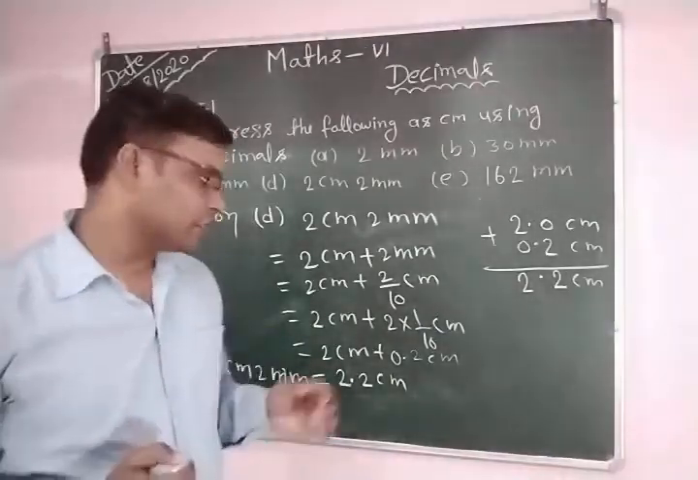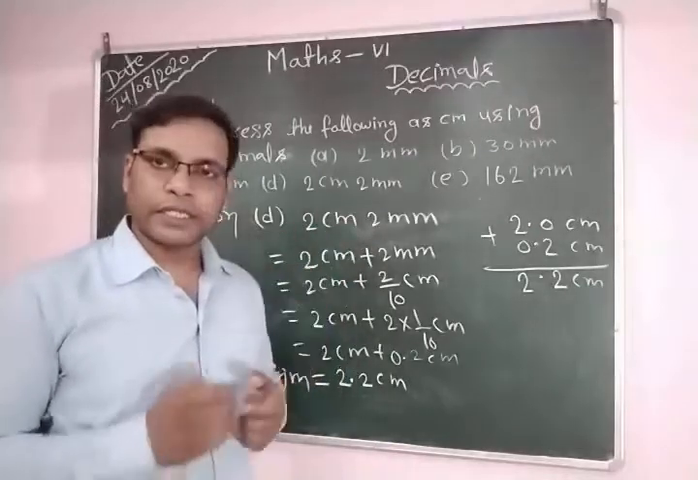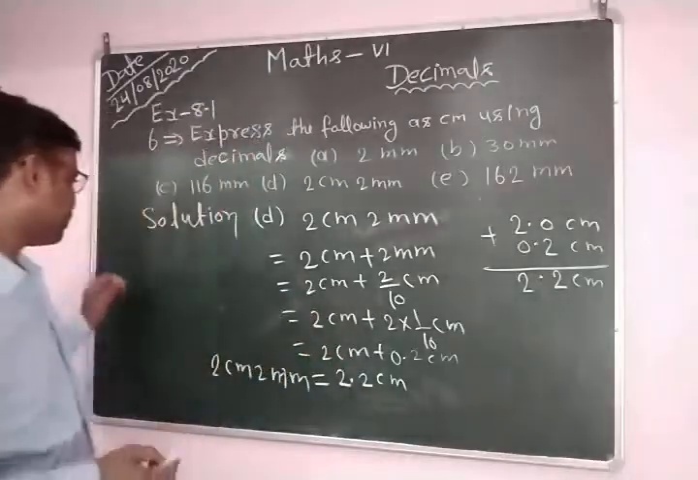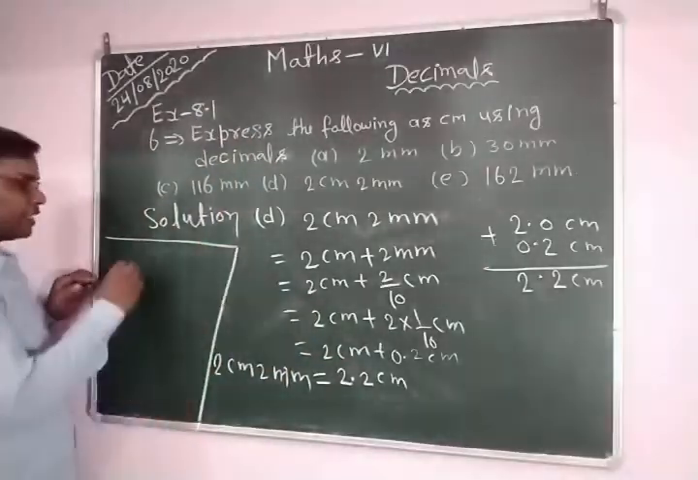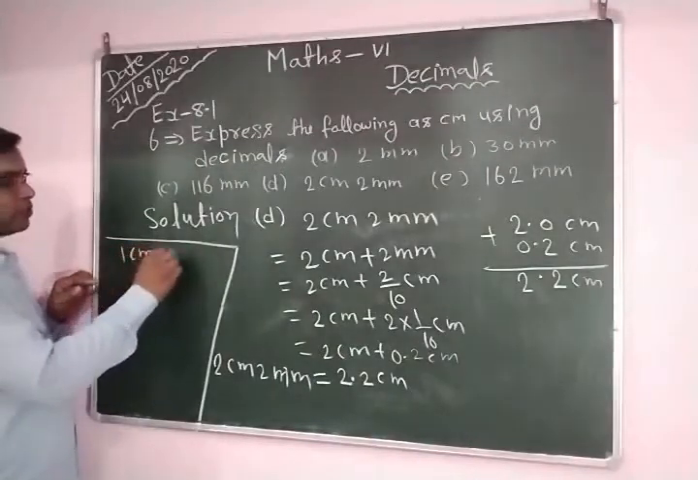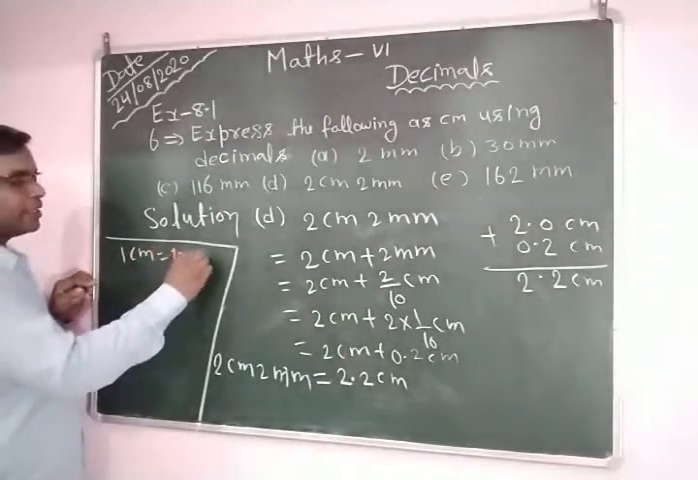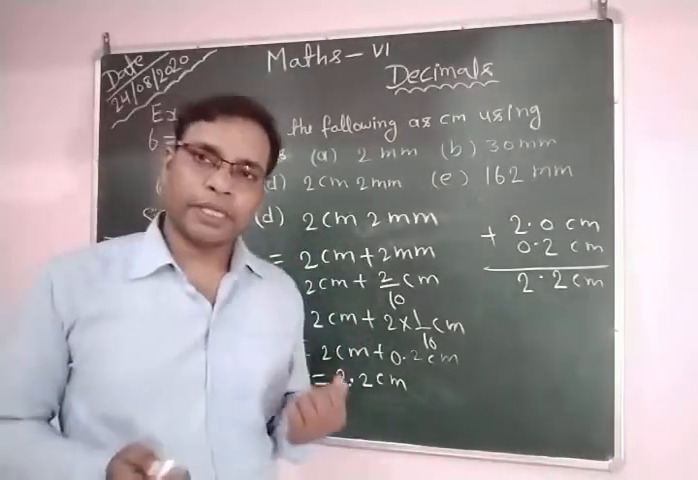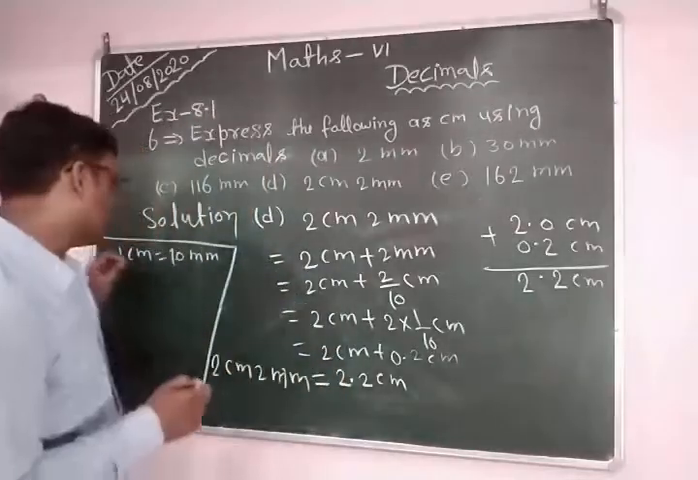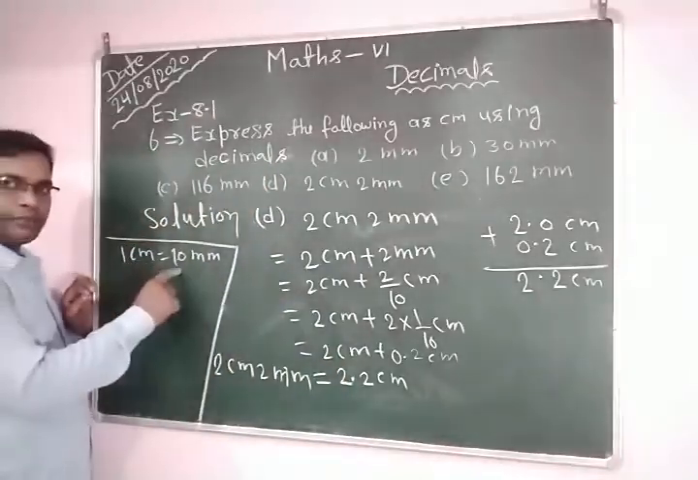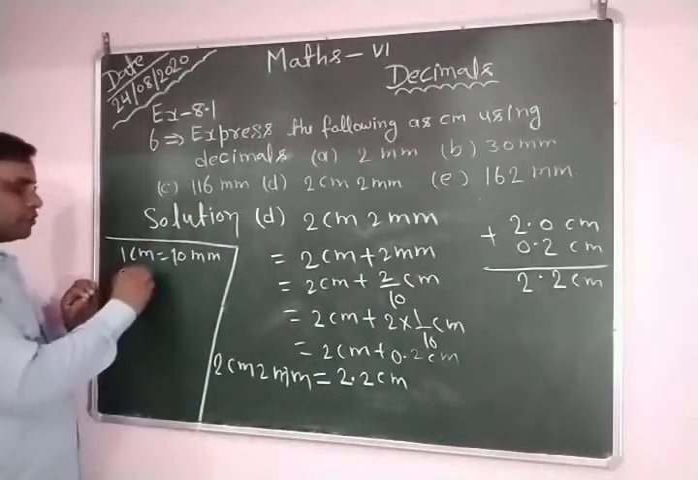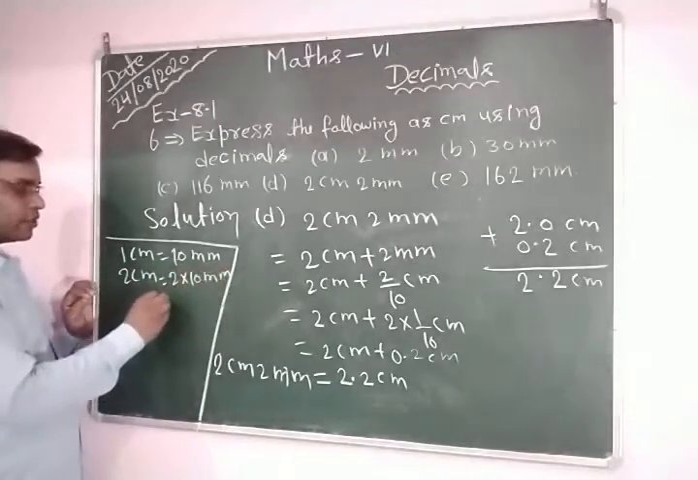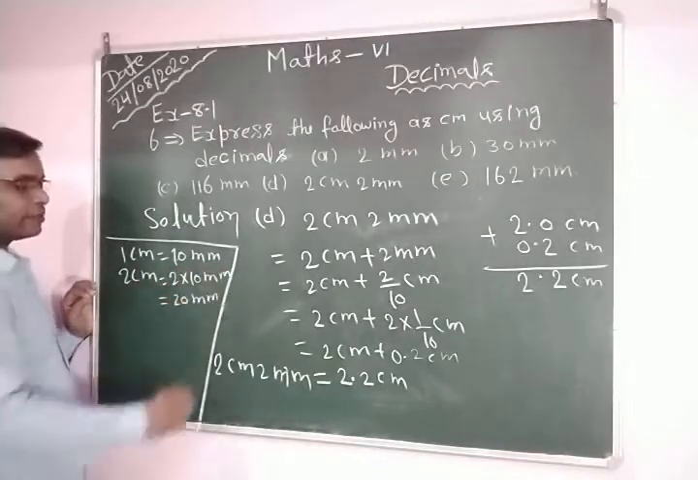If you need to express 2 centimeters and 2 millimeters in terms of millimeters, for this we can write 1 centimeter is equal to 10 millimeters. If you convert 2 centimeters 2 millimeters into millimeters, we know that 1 centimeter is equal to 10 millimeters, so 2 centimeters is equal to 2 into 10 millimeters, which is equal to 20 millimeters.